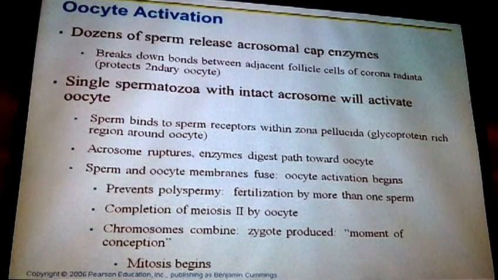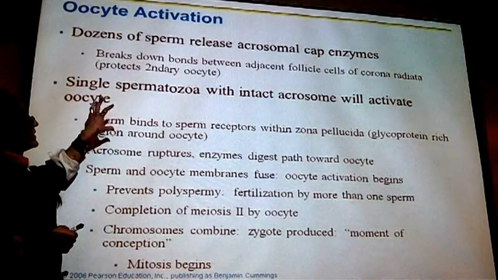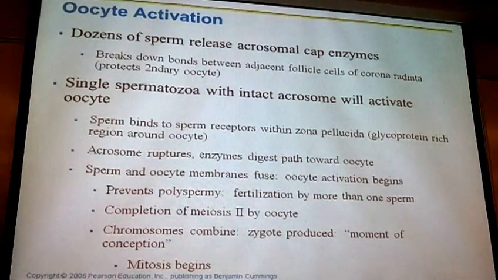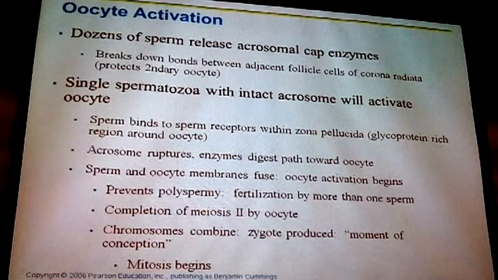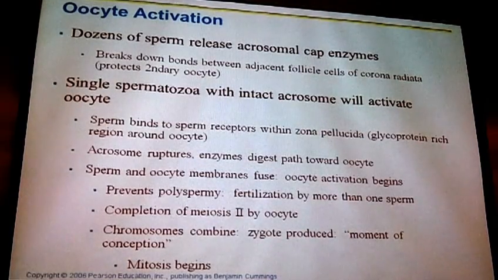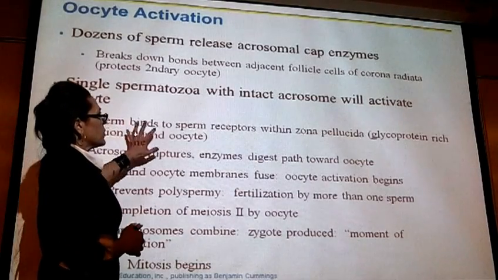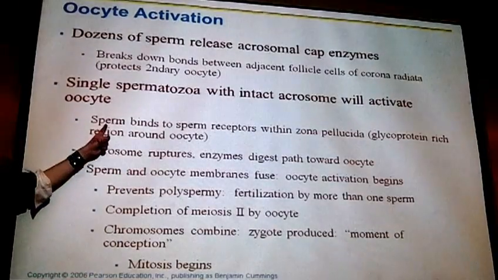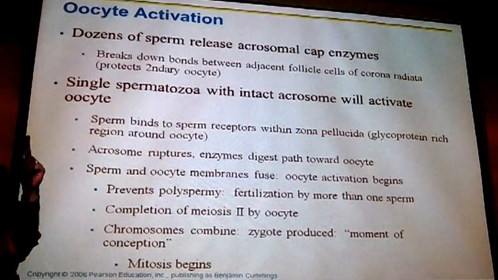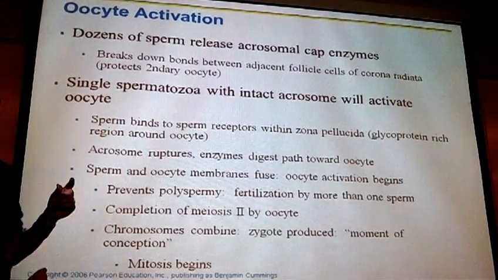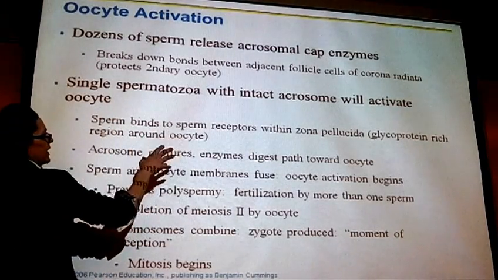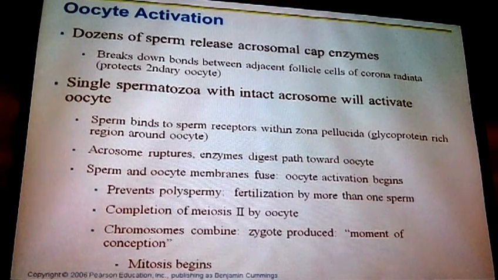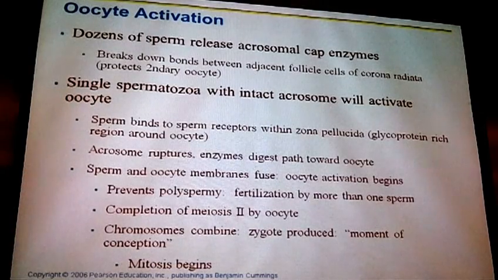And once the sperm with its intact acrosome gets into that zona pellucida layer, that glycoprotein-rich region, there are several things that are going to happen. First, the sperm is going to bind to a sperm receptor located in that region. And that's why that sperm has to have an intact acrosome. If it doesn't, it can't bind to that receptor. Now, once the sperm binds to that receptor, the acrosome will rupture and the enzymes will digest a path into that oocyte.